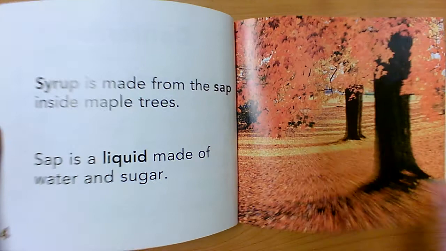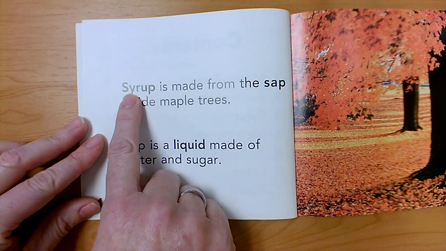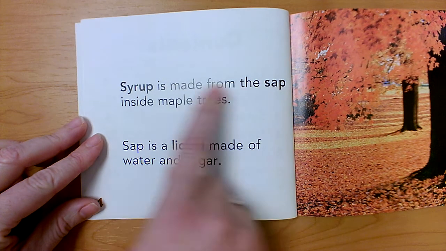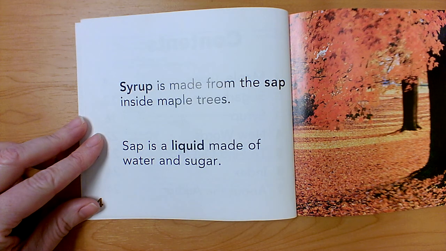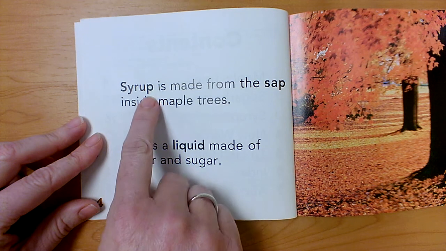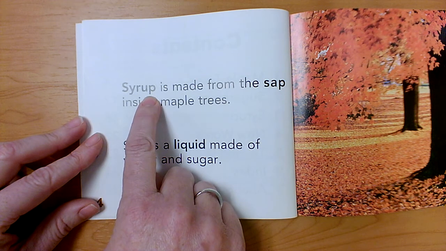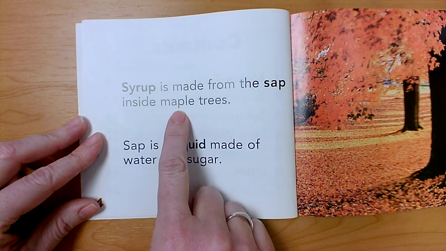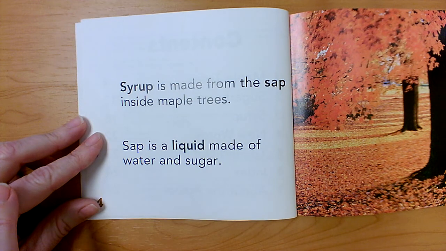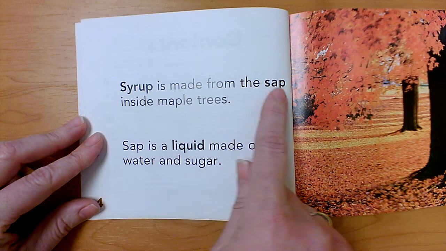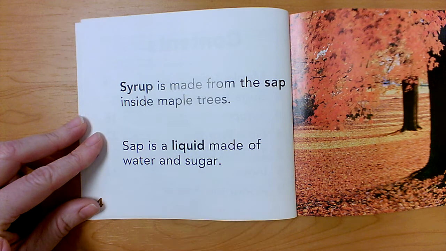Sometimes in nonfiction books, they'll even make those words bold. See? That's bold text. These 3 words, syrup, sap, and liquid, are all going to be bold text. That means that each of the letters in those words will be a little thicker than they are anywhere else. See? The P in the word syrup, it's much thicker than the P in the word maple. It's much darker and thicker. It's bold text. Syrup is made from the sap inside maple trees.